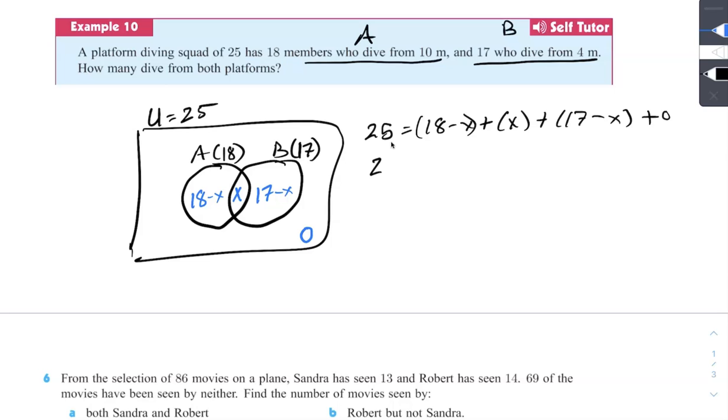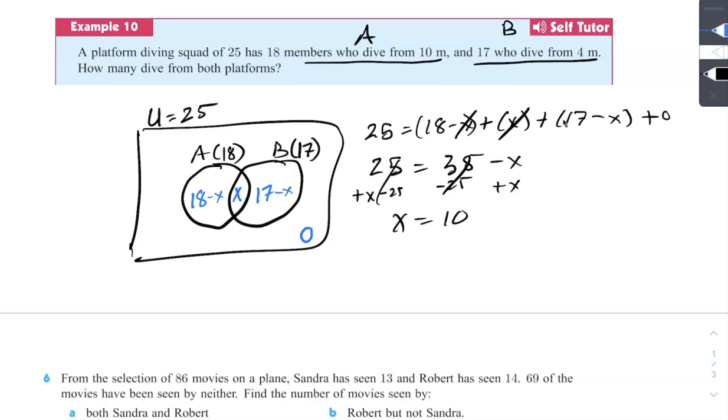So I have 25 equals negative x plus x cancels out. 18 plus 17 gets me 35, so 35 minus x. Then to solve from here, I like to add x and subtract 25 because I am weird. I don't like to divide by negatives. So I get x is equal to 10. That's my intersection, and that's the key to the problem.